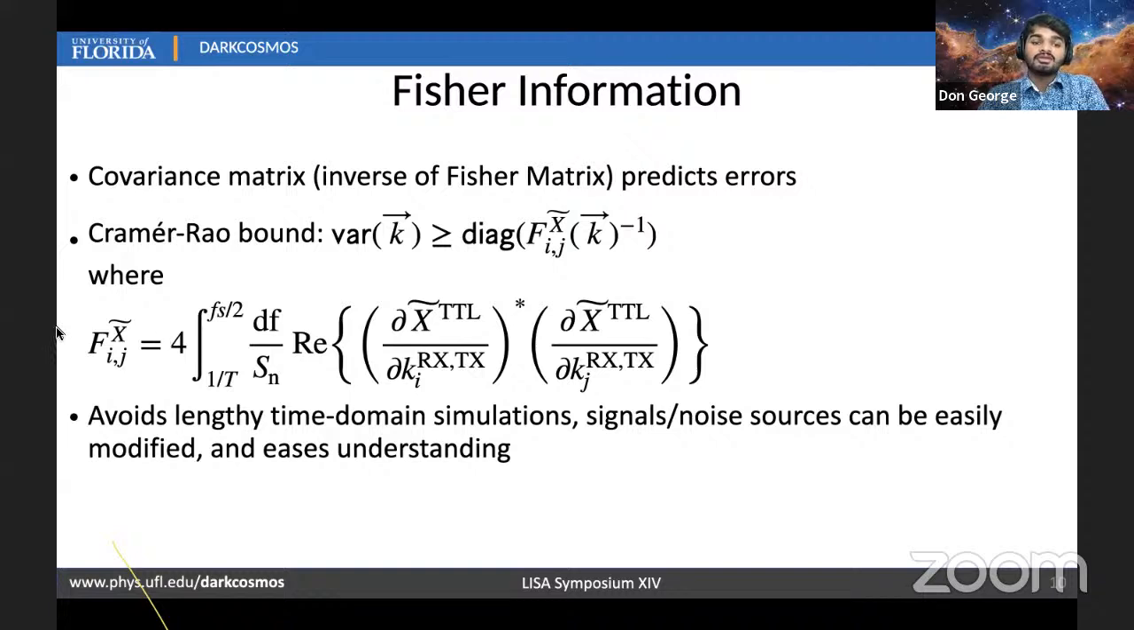And here we have the integral form of the Fisher information. We're just integrating over Fourier frequencies and considering the slopes of the TDI combinations, TTL terms, with respect to a particular coefficient. As you might guess, since we're dealing with the Fourier domain, we avoid lengthy time domain simulations. These calculations are very quick and easy to modify the signals and the noise, and it helps in understanding things a bit better.